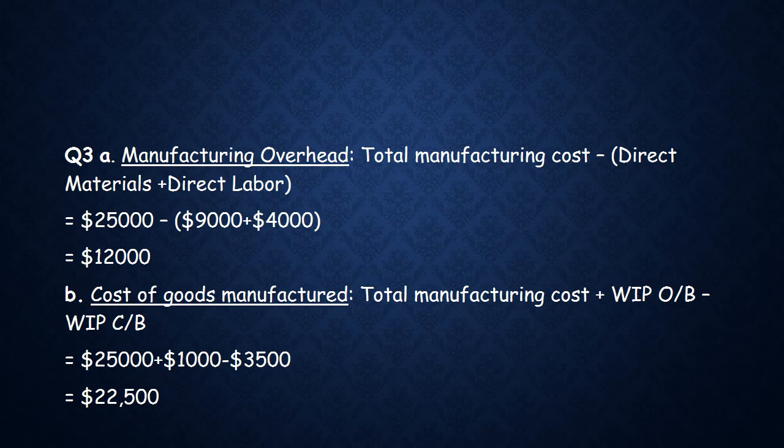In the next question, you have to calculate cost of goods manufactured, and you are given total manufacturing cost, work in progress opening balance, and work in progress closing balance. So rearrange in the form of formula. So total manufacturing cost plus work in progress opening balance, less work in progress closing balance. This gives you this answer on the screen.